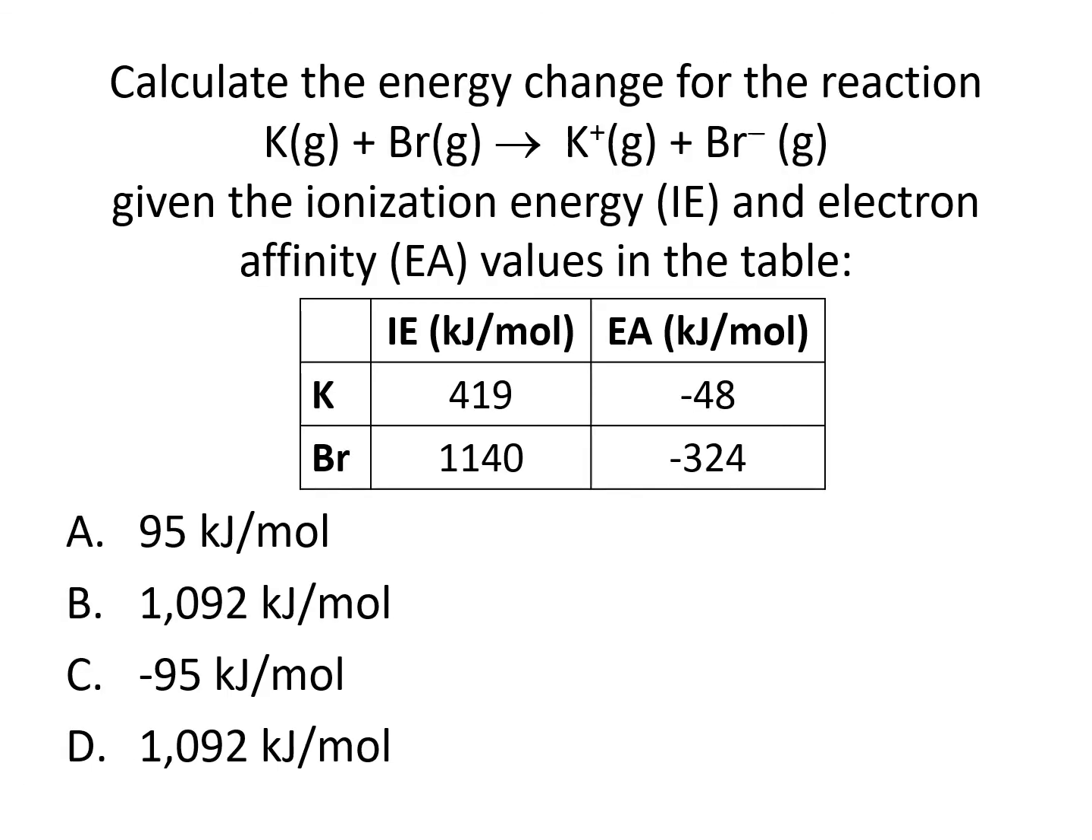So here's a question for you to try. That's sort of a simplified version of the Born-Haber cycle. So this is just using 2 out of the 5 steps. What you're trying to do is calculate the energy change for the reaction of turning potassium and bromine into ions. And you're given ionization energy and electron affinity values for both of those atoms. And so what you have to figure out is, which one am I using ionization energy for? Which one am I using electron affinity for? And do I need to manipulate it in any way?